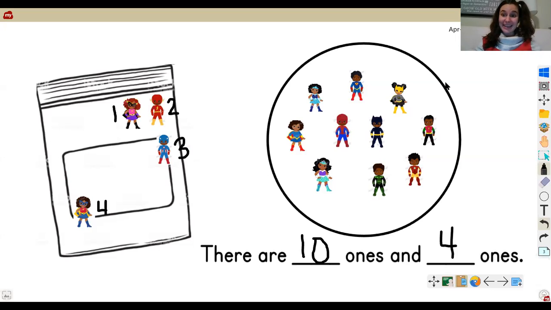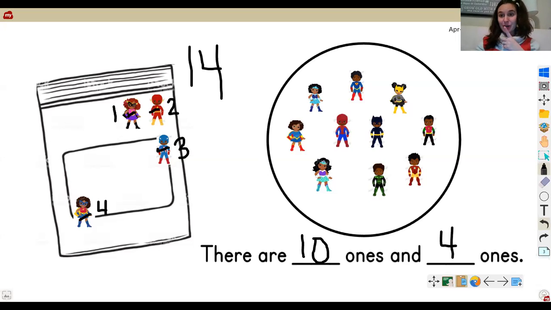I have 10, 11, 12, 13, 14 superheroes. And I did all of that by quickly counting by tens and ones. So 10 and 4 make 14.